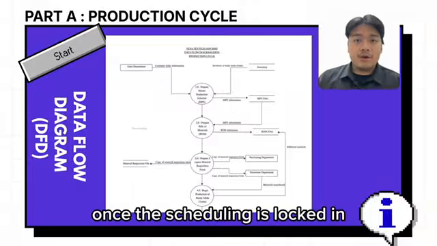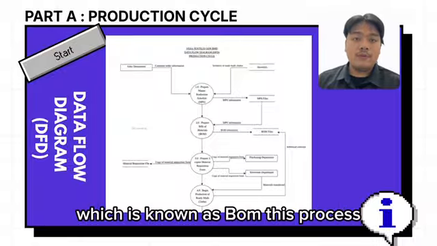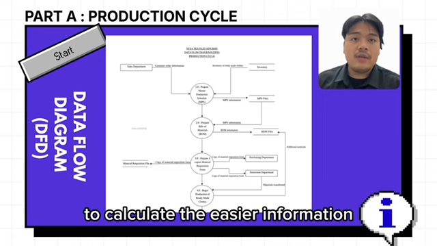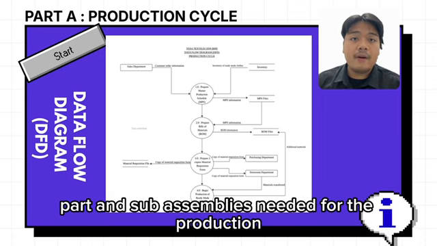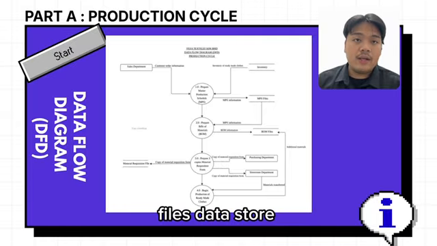Once the scheduling is locked in, we move down to process 2.0, which is prepare bills of materials, known as BOM. This process reads the newly created MPS information to calculate the exact breakdown of materials, parts, and sub-assemblies needed for the production. The resulting specifications are logged securely in the BOM file data store.